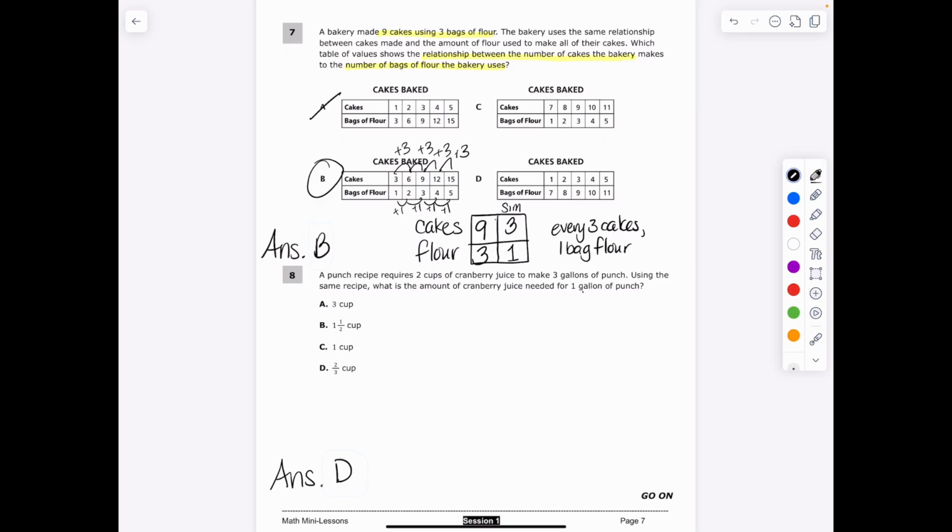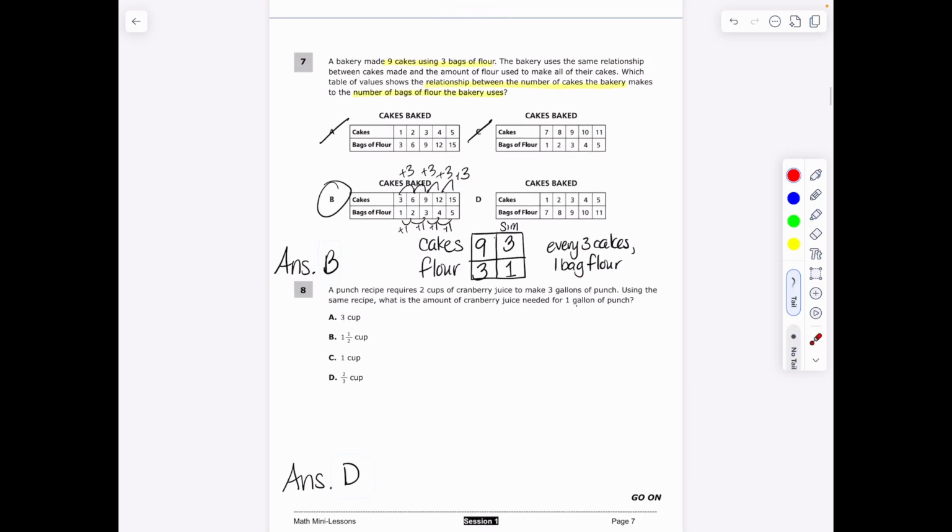So when I look at number 7, let's look at C over here. Here I have 7 cakes. Need a bag of flour. That's not the same as 3 cakes and 1 bag. So if there's only 1 bag, you can only make 3 cakes. We can cross that out. And here for D, if he has 7 bags of flour, he's only making 1 cake. That's also not. Those 2 are obvious. I can get them out the way.